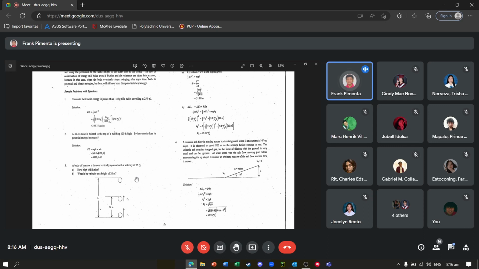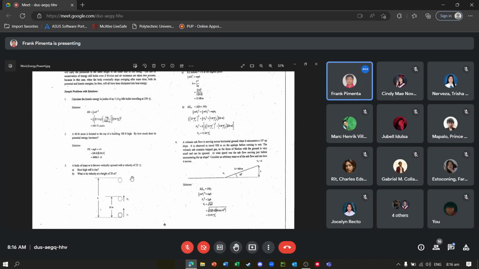How about the kinetic energy? Since the velocity here is maximum, the kinetic energy here is maximum. And when the body reaches the maximum height, the velocity is 0. Therefore, there is no kinetic energy, or kinetic energy is 0.